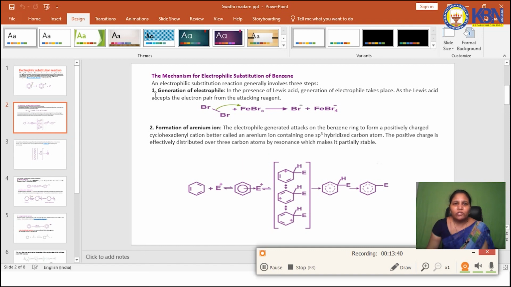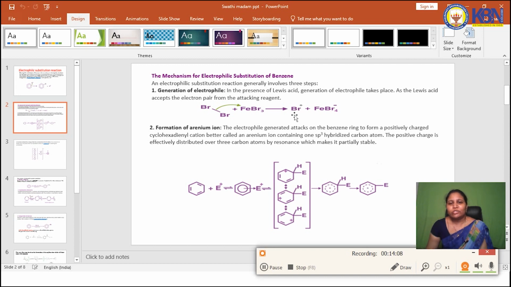So in the first step, generation of the electrophile, let us take a Lewis acid, and here bromine, Br2, means Br plus and Br minus. Hence Br minus is taken by FeBr3, which is a Lewis acid, and hence it forms FeBr4 minus.